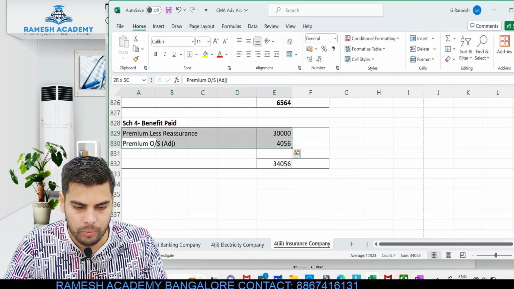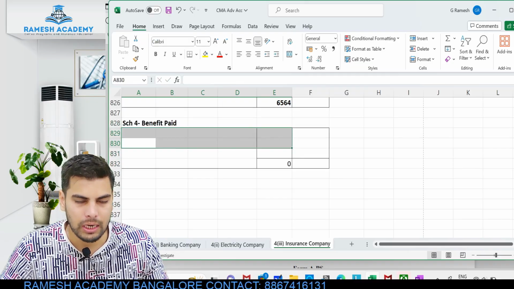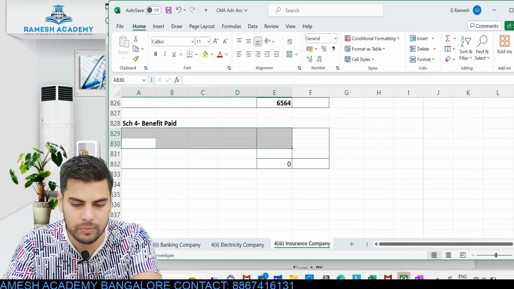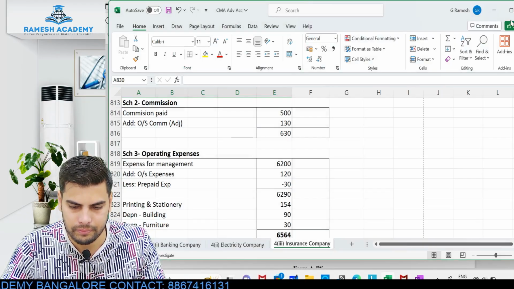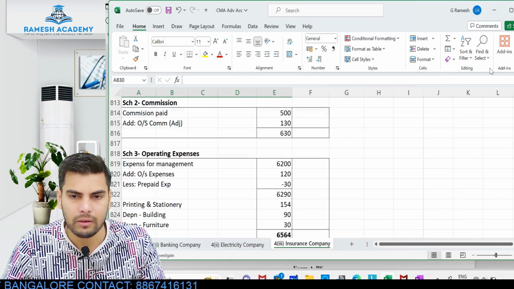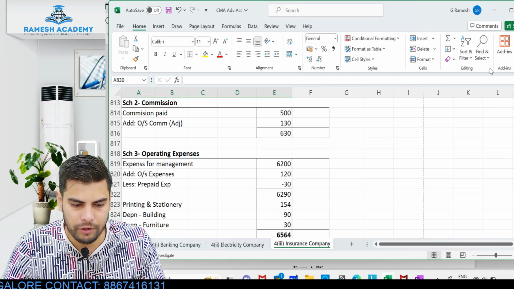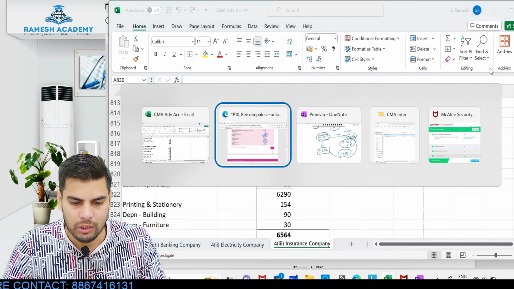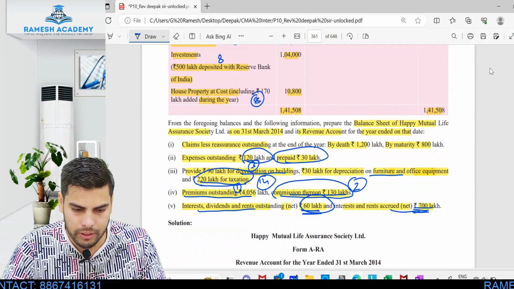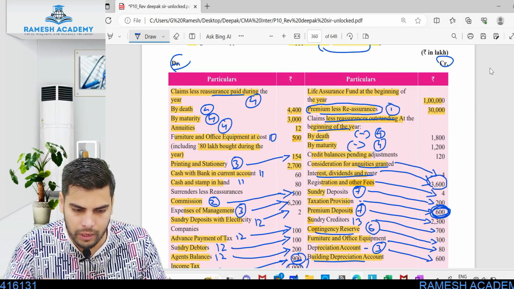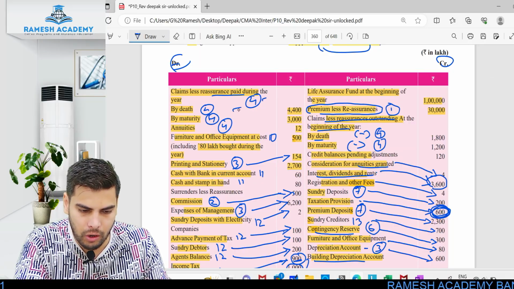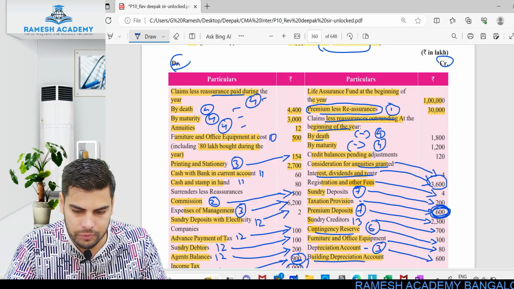Okay, so what about benefits paid? What information have they given with respect to the benefit which is paid? Just cross check. We have already written over here in this particular trial balance. Wherever we have written 4, all these are nothing but the benefits which were paid.